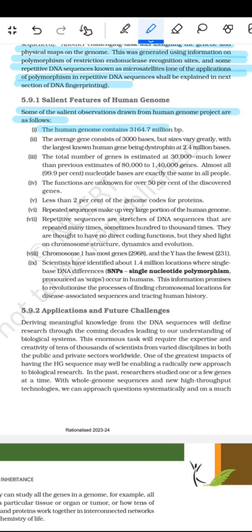The human genome contains 3164.5 million base pairs. The average gene consists of 3000 base pairs, but size varies greatly, with the largest known human gene being dystrophin at 2.4 million base pairs. The total number of genes is estimated to be much lower than the previous estimate of 80,000 to 140,000 genes. Almost 99% of the nucleotide bases are actually the same in all people.